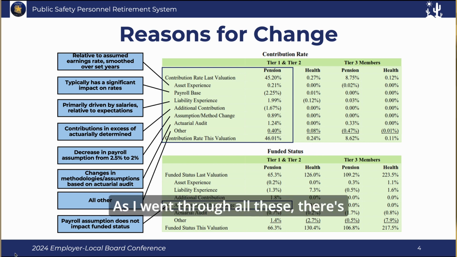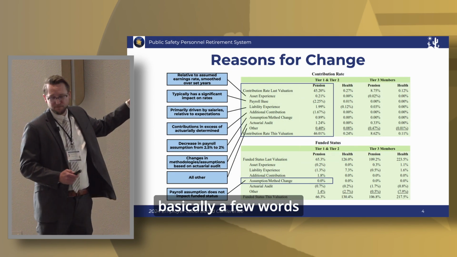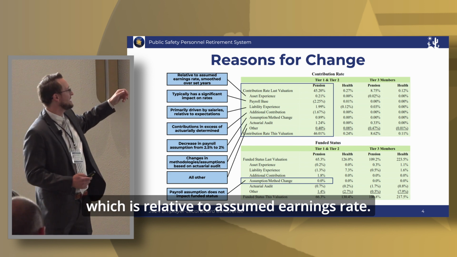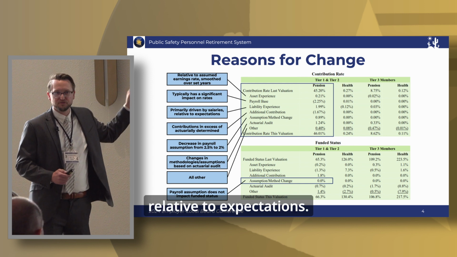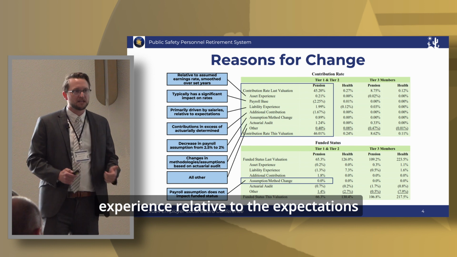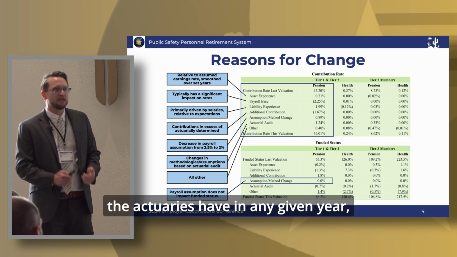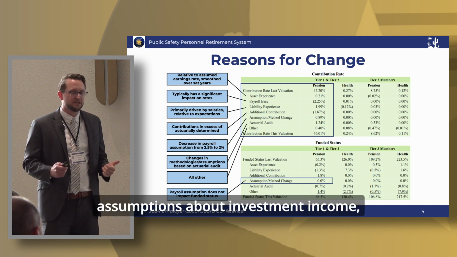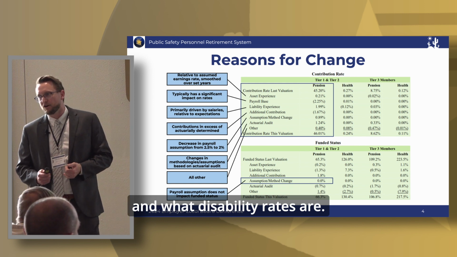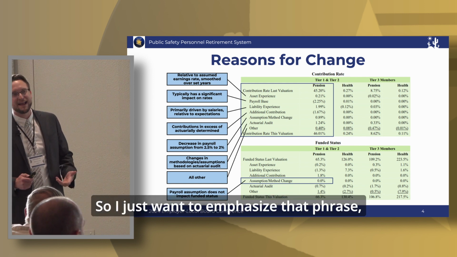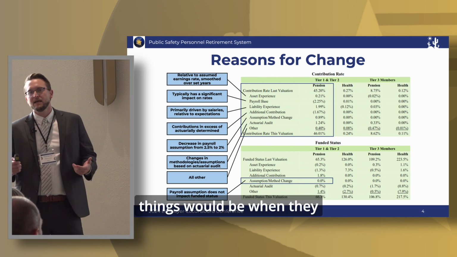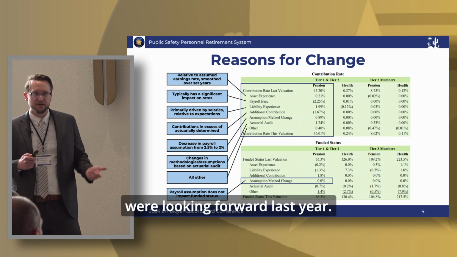As I went through all these, there's basically a few words I said in various ways, which is relative to assumed earnings rate, salary increases relative to expectations. All this is driven by the actual experience relative to the expectations that the actuaries have in any given year, and assuming all these assumptions about investment income, what your salary increases are, what mortality rates are, what disability rates are. And so I just want to emphasize that phrase because I think it's a really important phrase. It's relative to where they expected things would be when they were looking forward last year.